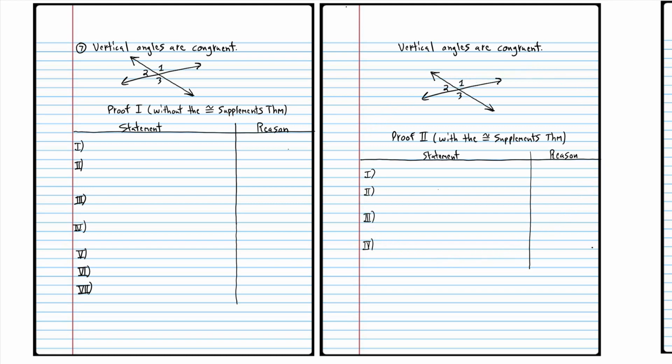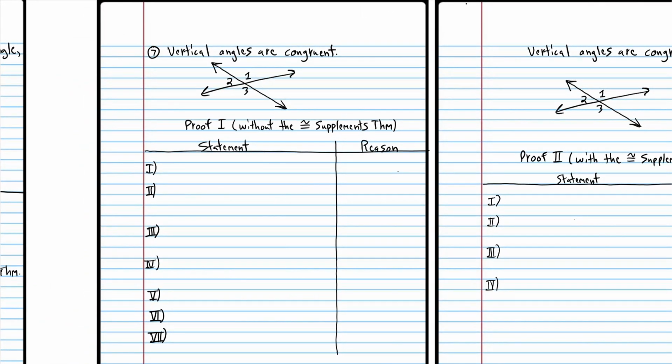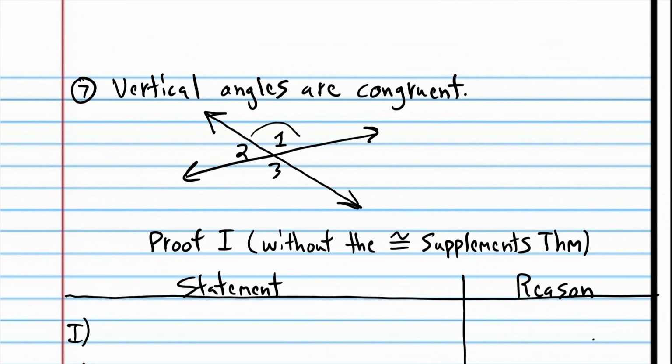Now, this is an important proof because this is the Vertical Angles Theorem. The Vertical Angles Theorem tells us that all vertical angles are congruent. So these are vertical angles because they're right across from each other. Remember, they're also called opposite angles. Sometimes it's called the Opposite Angles Theorem, but we've called it the Vertical Angles Theorem. These two angles are across from each other.